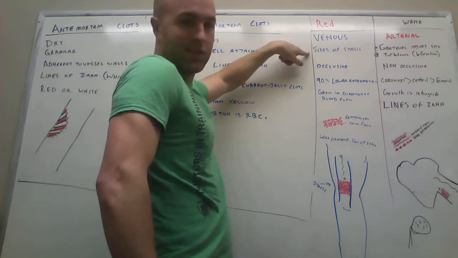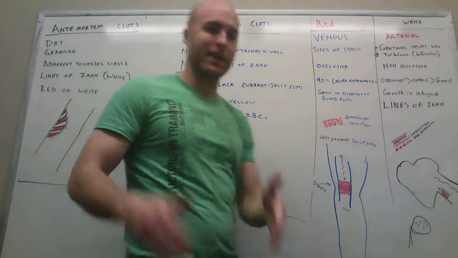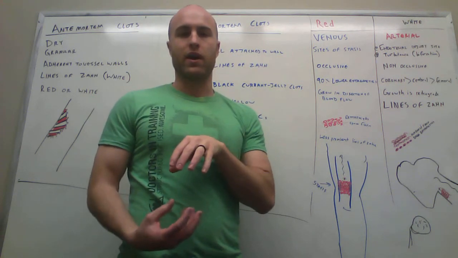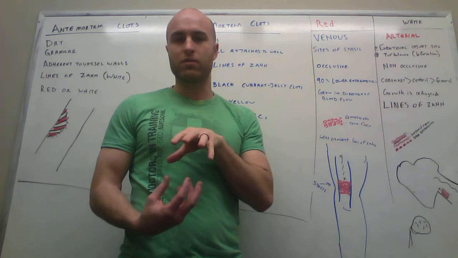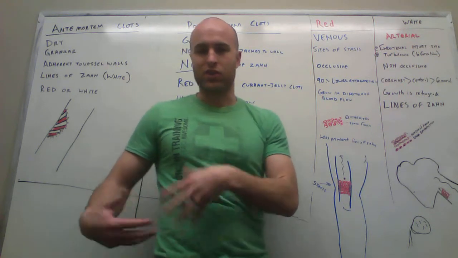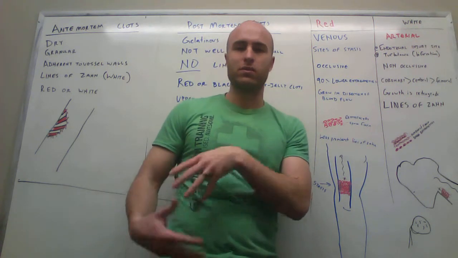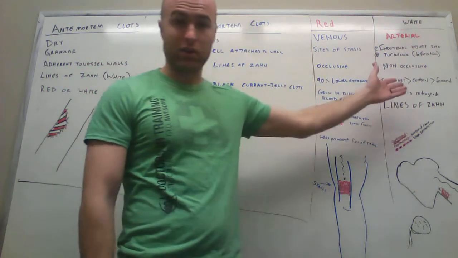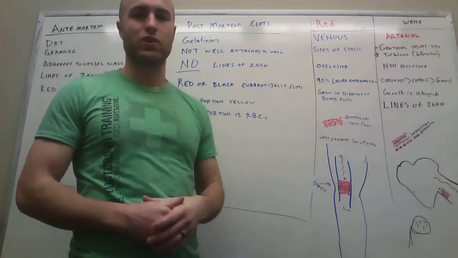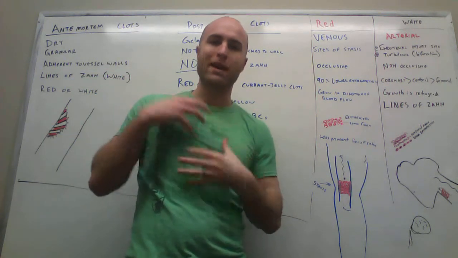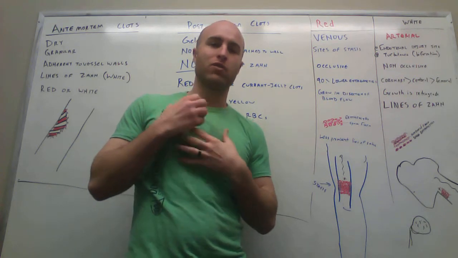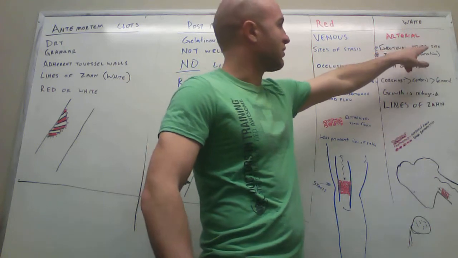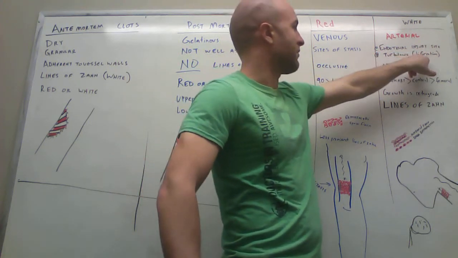sites of stasis. So this is going to be places maybe like your legs, where a blood vessel will become occluded or something, and it's just sitting there, and this thrombus forms. As opposed to the other kinds, like the arterial ones, which are going to be in areas of injury, like in your coronary artery, where there's massive turbulence occurring all the time as your ventricles are contracting, and it's going to be an endothelial site of injury or turbulence where there's bifurcation.